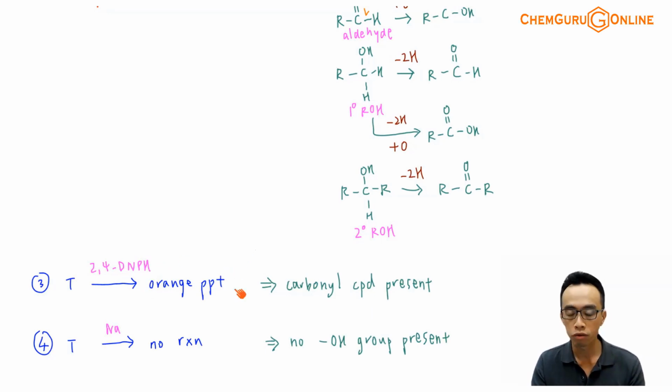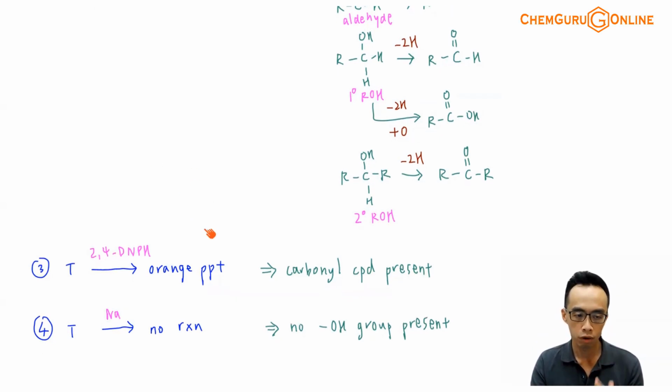2,4-dinitrophenylhydrazine to give me an orange precipitate. Now this is a distinguishing test for my carbonyl compound. So it tells me that a carbonyl functional group is present. It can be an aldehyde, it can be a ketone. Both of these functional groups will give me an orange ppt with 2,4-DNPH.